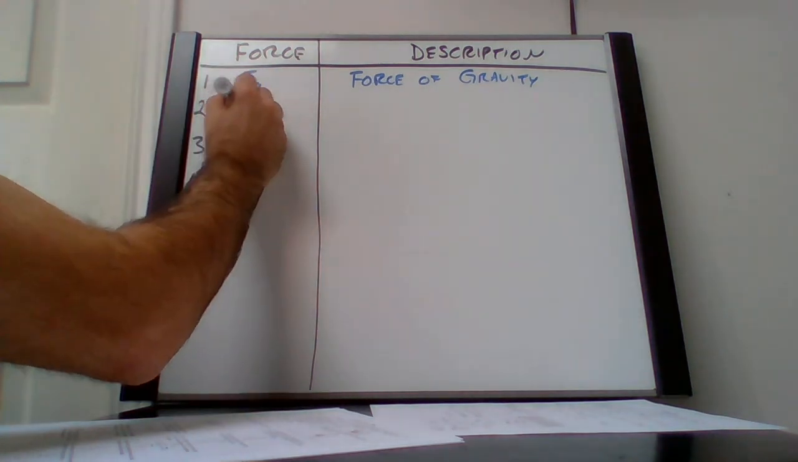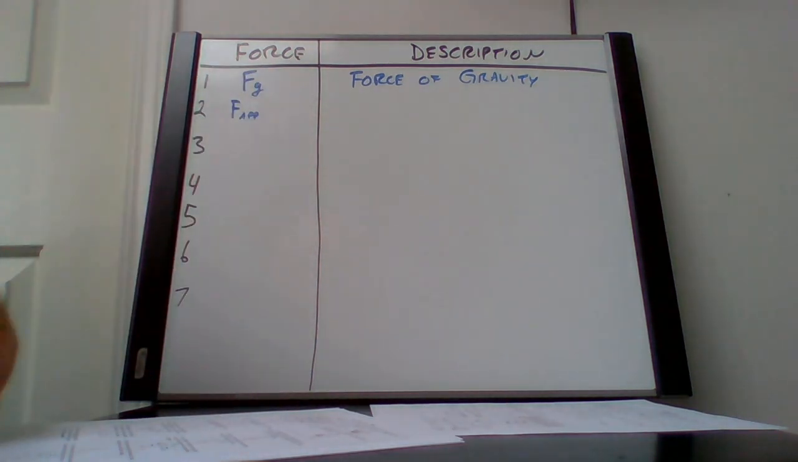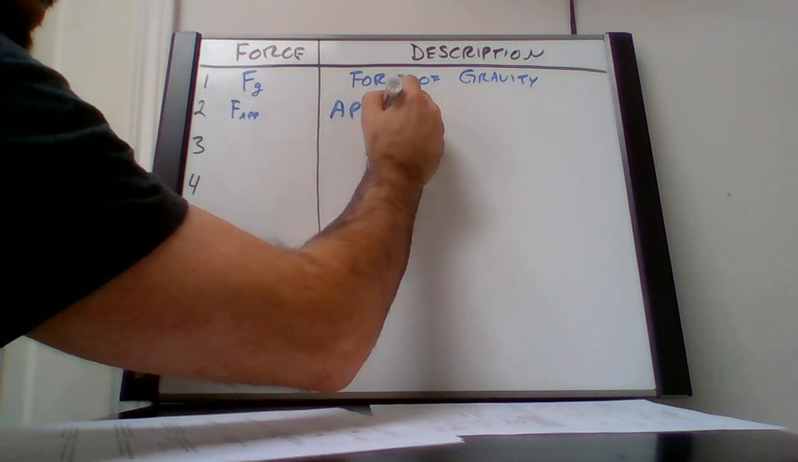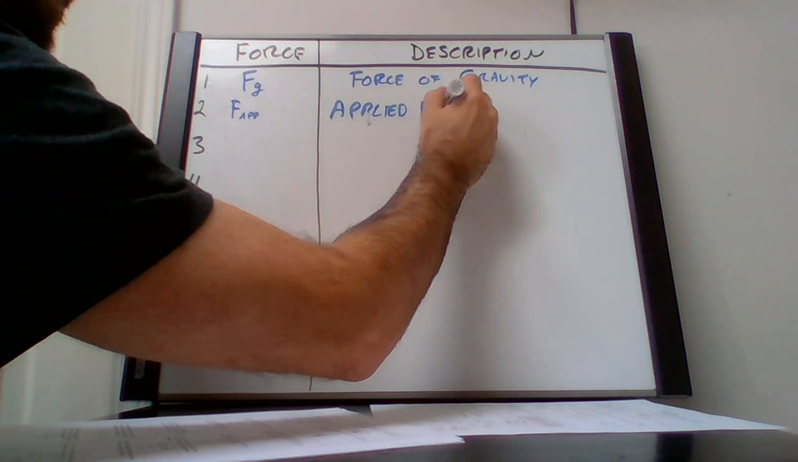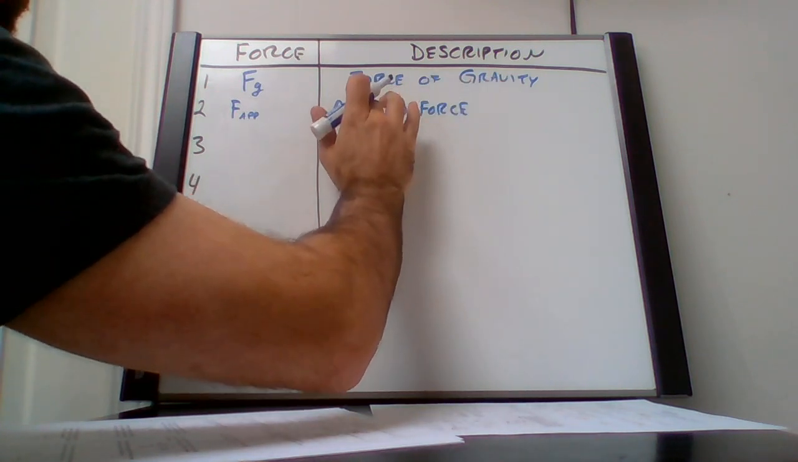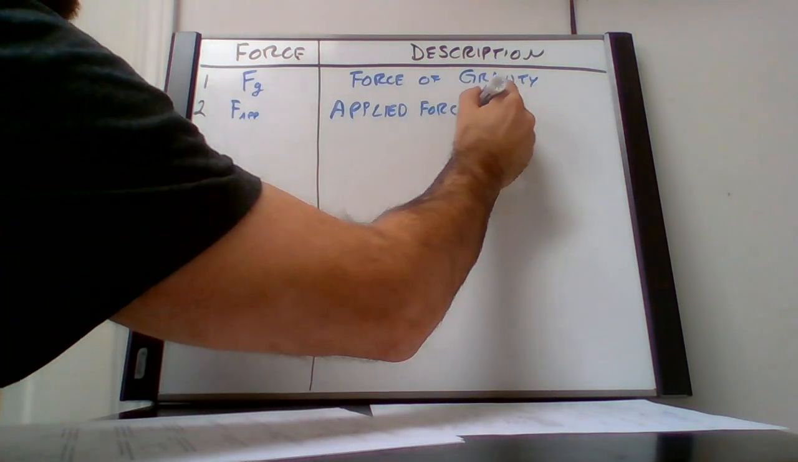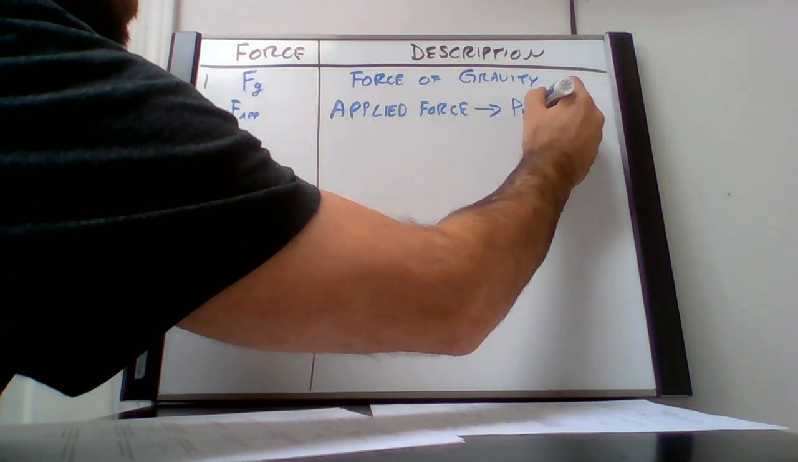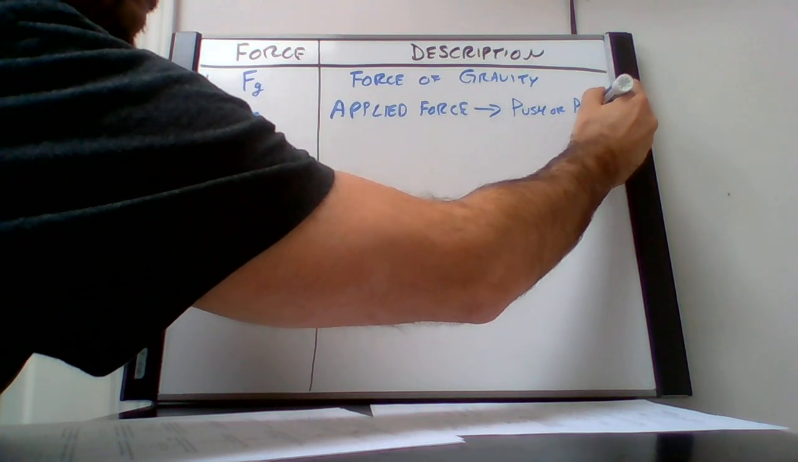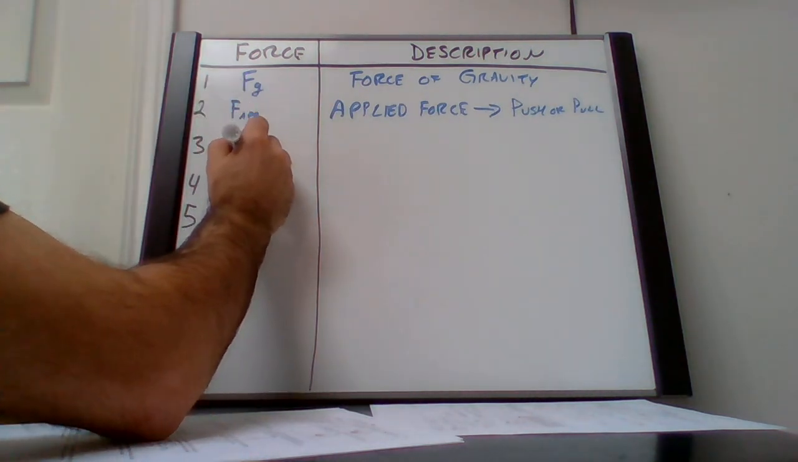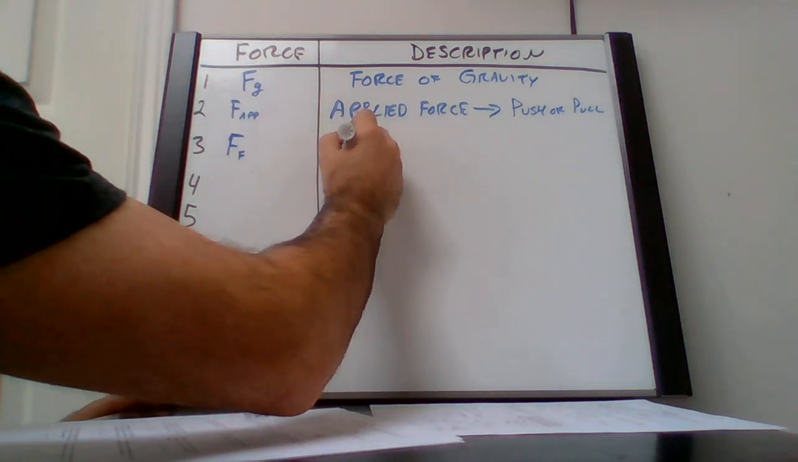We have the F APP, so this is an applied force. That's an applied force, and that's a push or pull. We mentioned that's how we defined a force in the first place, so any push or pull would be the F applied. We talked about this F.